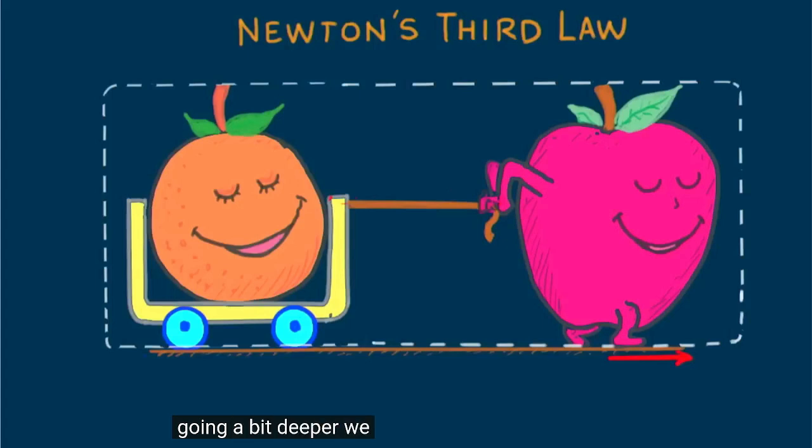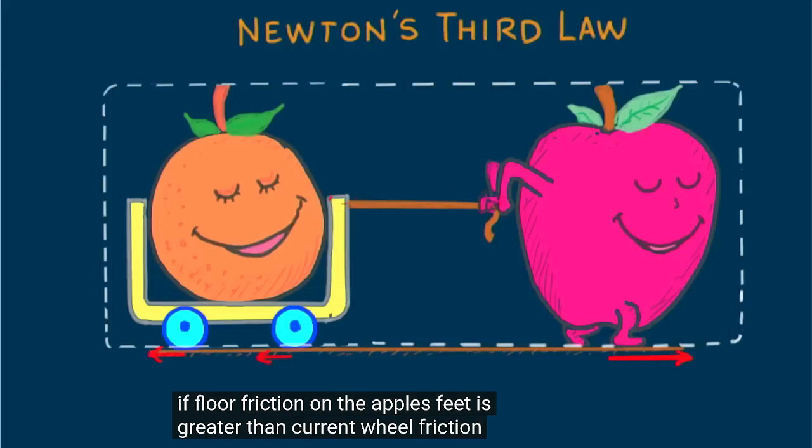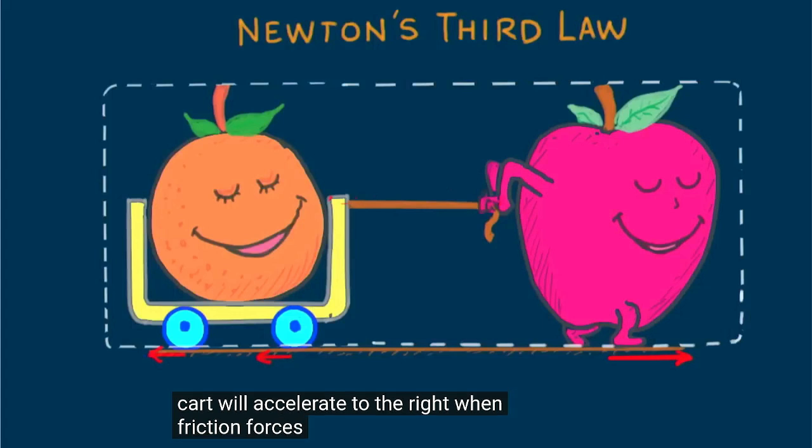Going a bit deeper, we can consider friction elsewhere, say the cartwheels. If floor friction on the apple's feet is greater than cartwheel friction, the cart will accelerate to the right. When friction forces balance, the cart continues moving to the right at constant velocity.